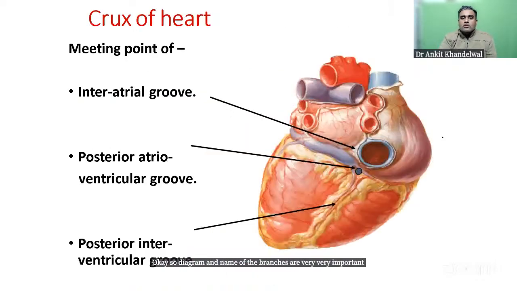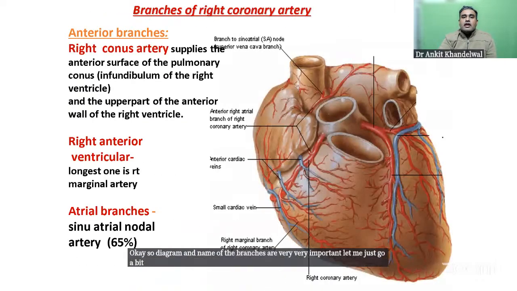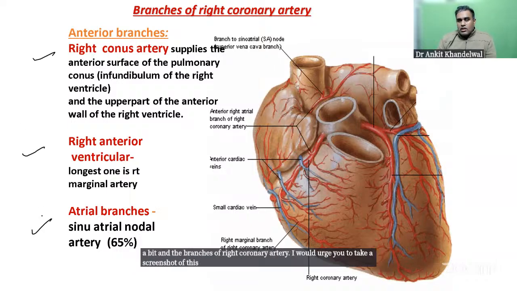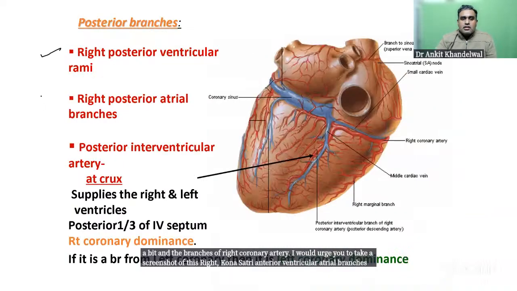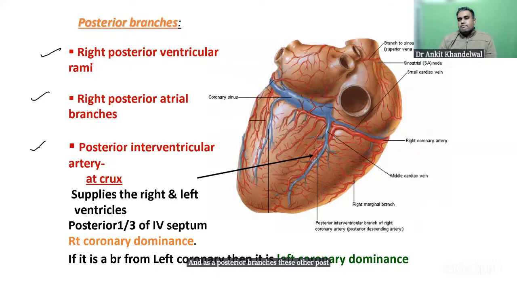Let me just go a bit into the branches of the right coronary artery. I will urge you to take a screenshot of this. Right conus artery, anterior ventricular and atrial branches, and other posterior branches. These other posterior branches over here. Understand, but in a nutshell, let me tell you.